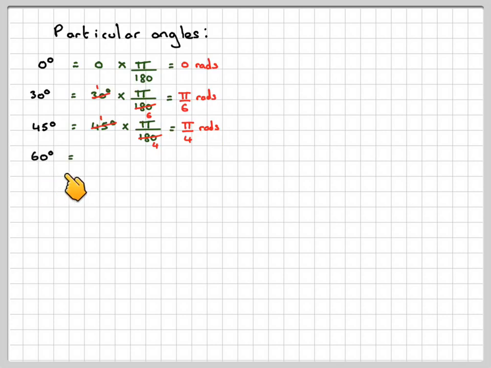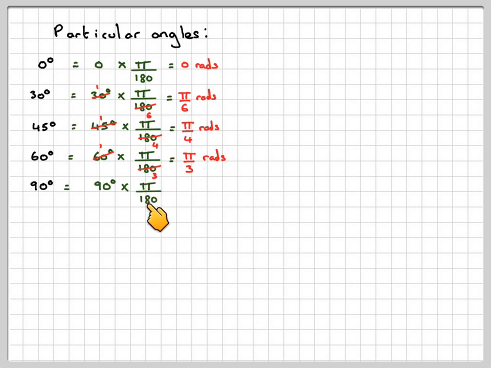And then 60 degrees is equal to 60 times pi over 180, and 60 goes into 180 3 times, so it's going to give me pi over 3 radians. And then 90 degrees is 90 times pi over 180. 90 goes into 180 2 times, and therefore we get pi over 2 radians. So learn these: 30 degrees is pi over 6, 45 is pi over 4, 60 degrees is pi over 3, and 90 degrees is pi over 2.